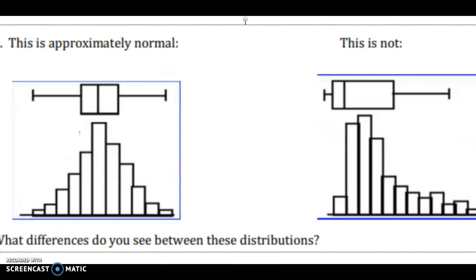And another one to look at, I love this one because it compares a histogram and a box and whisker plot. So try to remember everything you know about a box and whisker plot and compare them to these histograms. Look at the one on the left. Why is it considered to be normal? Why is the one on the right not? Give you about 15 seconds. Go.